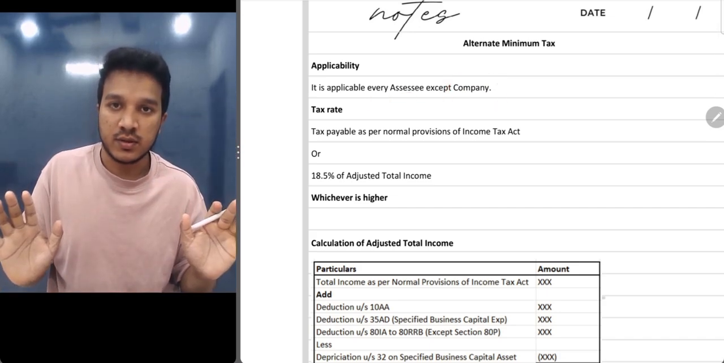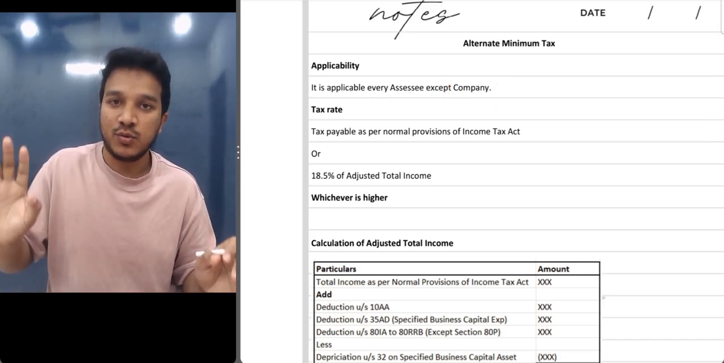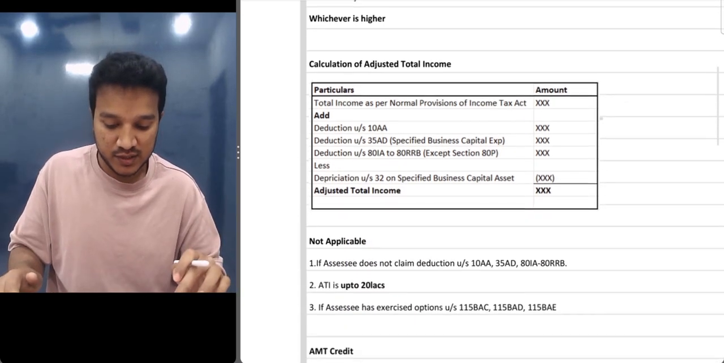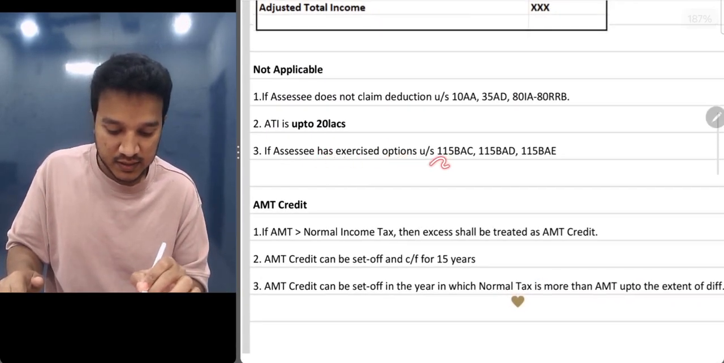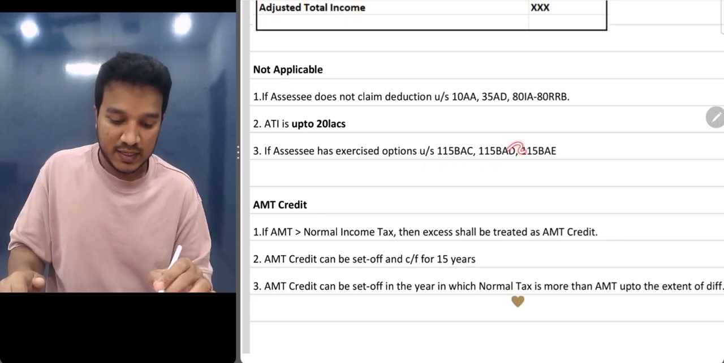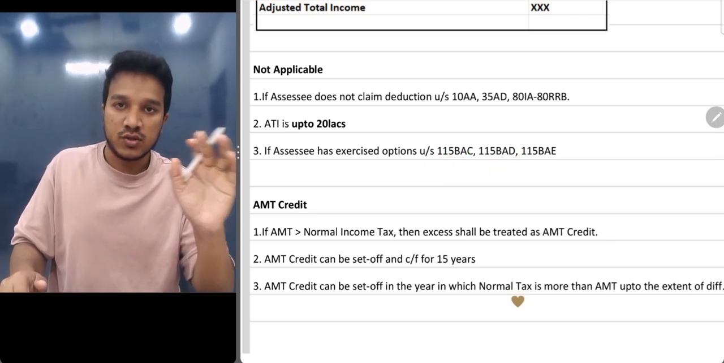Hardly there are 4 or 5 points. If you miss any one of this and do the question, strike off. Straight away strike off. And then the last point is, if the assessee has exercised any of the options under section 115BAC, 115BAD, 115BAE, then for them AMT is not applicable.